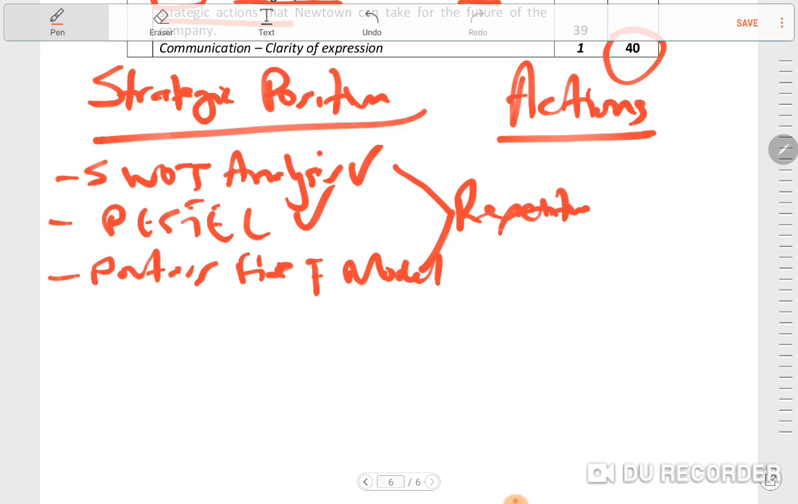But more often than not, we just come up with generic strategic actions, saying Newton should focus on product differentiation, they should go for market penetration. But what exactly are we doing? How is it linking to the positional analysis? So I'll revert back a bit to the strategic position analysis, where most of your marks were residing. All of you, or the majority of you, use the SWOT analysis. But the question was, when you're looking at a strength, did you properly weight a strength?